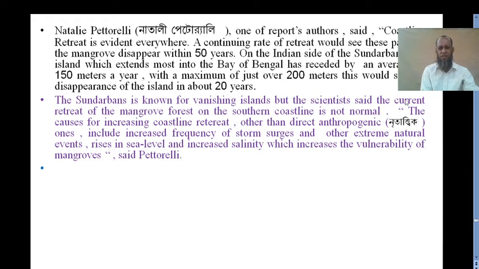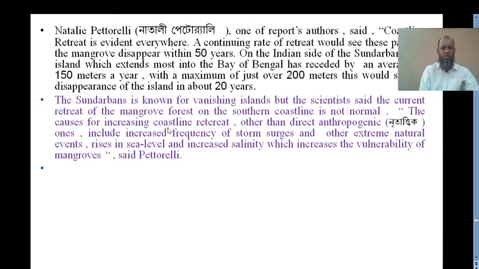But the scientist said the current retreat of the mangrove forest on the Sundarbans on the southern coastline is not normal. You know that the retreat of the coastline is normal and the rate remains normal as per the direction. But the coastline retreat in the southern part of the mangrove forest is not normal. That is, students, you know that the tolerance limit of sound is 45 decibels. And this kind of thing is the normal rate of retreat. But the present rate of coastline retreat is not normal.